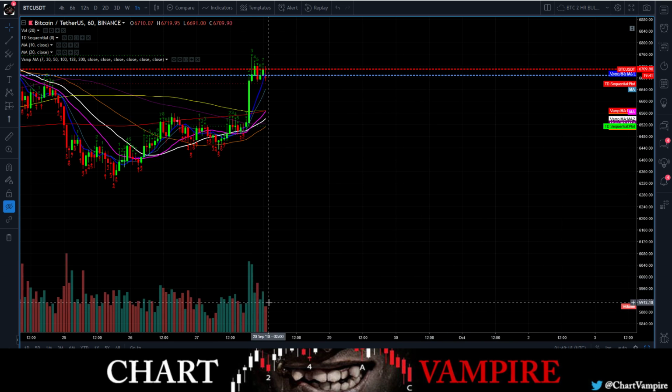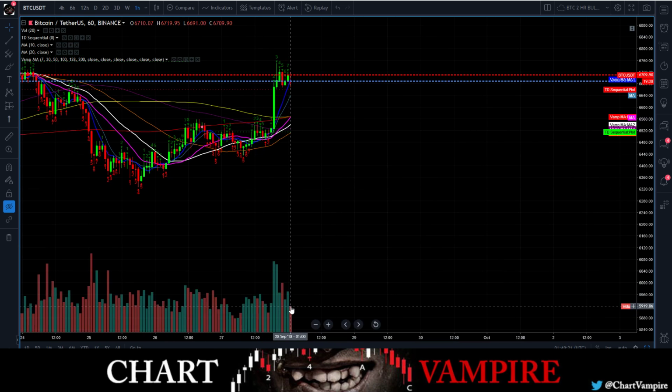You got 20 minutes left in this candle. Let's see how that goes. I'd like to see this stay low. I'd like to see this bearish candle stay lower down there.